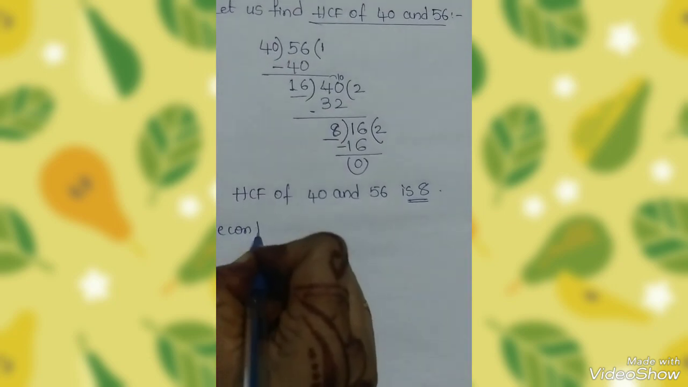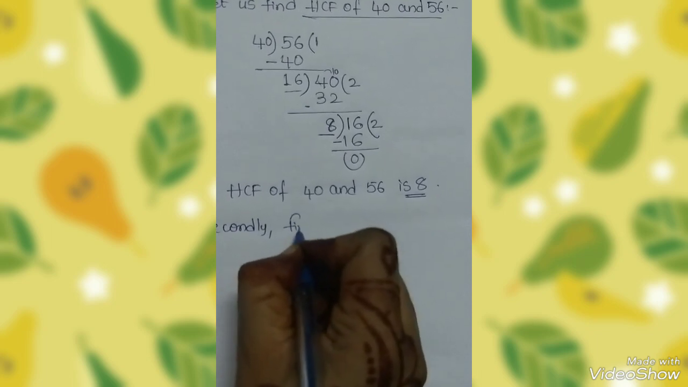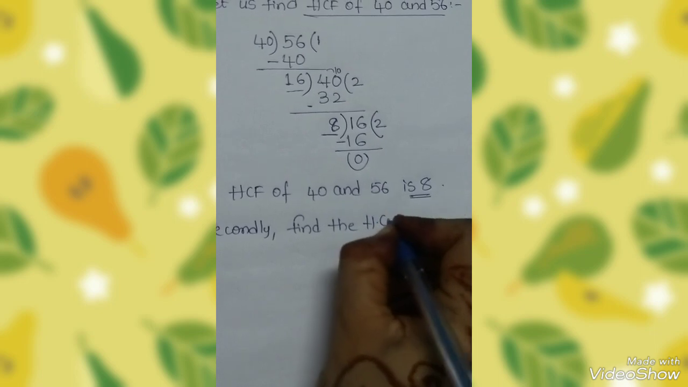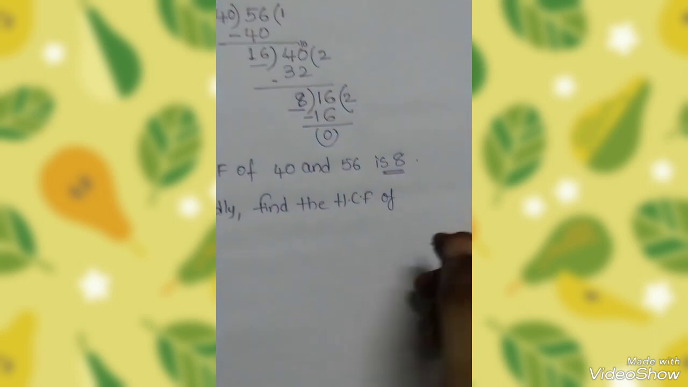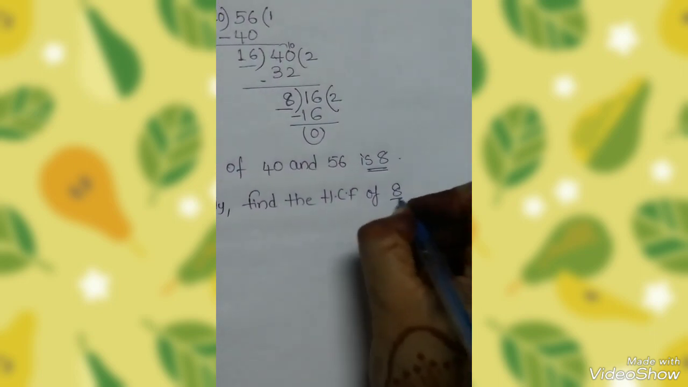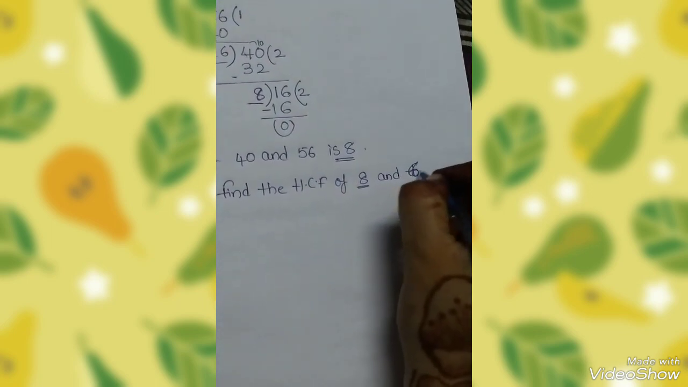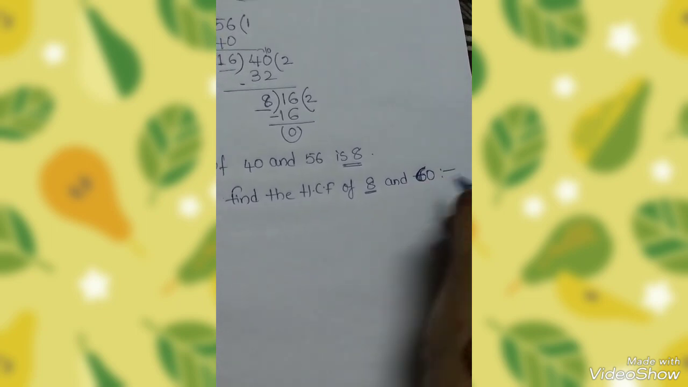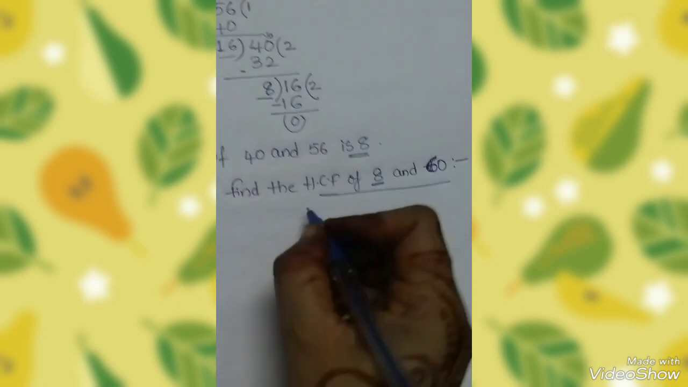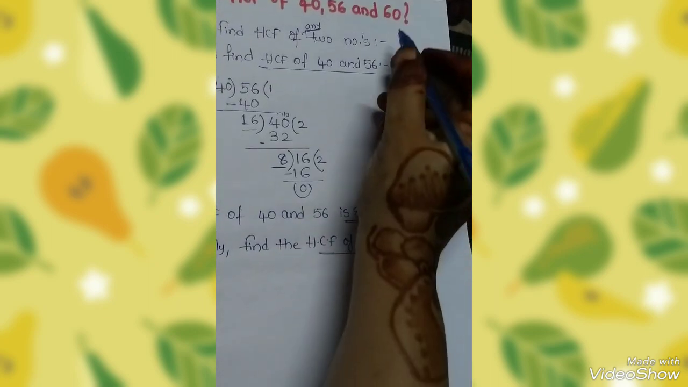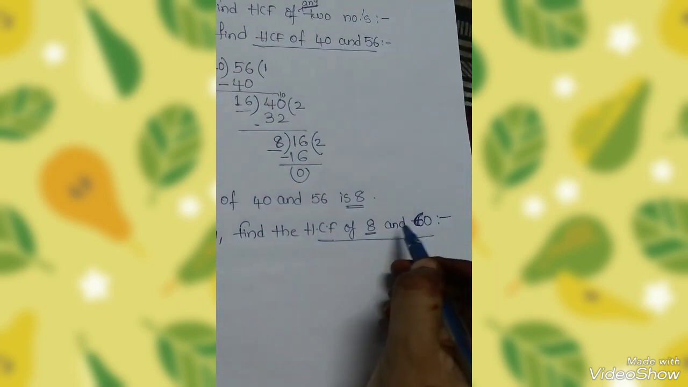Now take step 2. Secondly, we have to find the HCF of 8 and the third number, that is 60. Okay. Now we obtained HCF 8, no? So that 8 and the remaining 60. So take the HCF of 8 and 60.